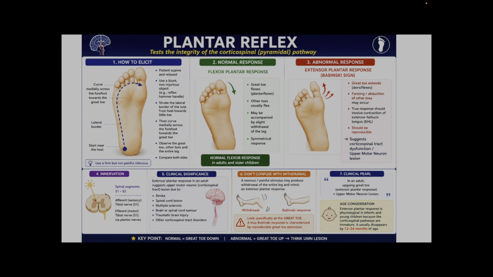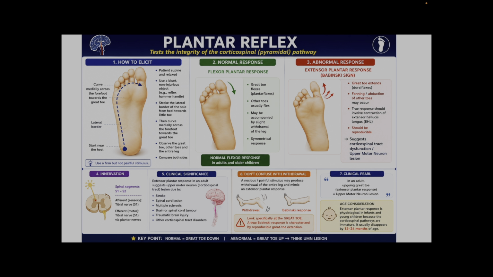One important practical point is not to mistake withdrawal for Babinski. What is the important practical point? Not to mistake withdrawal for Babinski. A painful stimulus can cause flexion or withdrawal of the entire leg and this may be misleading. We should therefore observe the great toe carefully and repeat the examination if necessary.